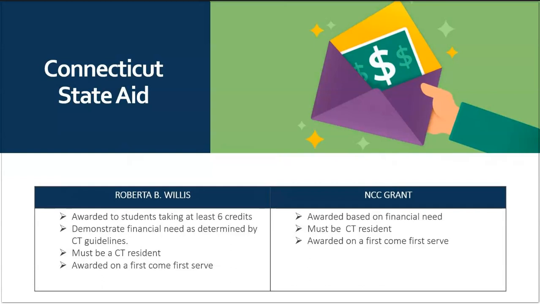Roberta B. Willis is awarded to students taking at least 6 credits. They must demonstrate financial need as determined by Connecticut guidelines. They must be a Connecticut resident, and they will be awarded on a first-come, first-served basis. The NCC grant is also awarded based on financial need. You must also be a Connecticut resident. Awards are also provided on a first-come, first-served basis.